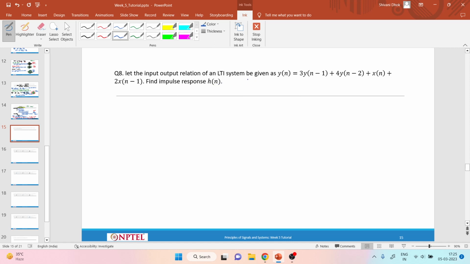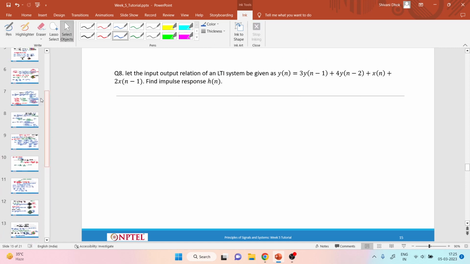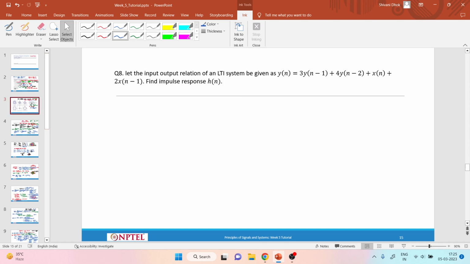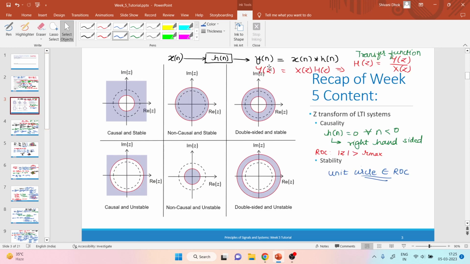Now instead of substituting the value of n and other things, and let's say that the initial conditions are 0, we can just simply use the Z transform. That is, we can use the Z transform for LTI systems. We can use this form. We can find y of z, which is equal to x of z into h of z, and then simply find h of z as y of z upon x of z.